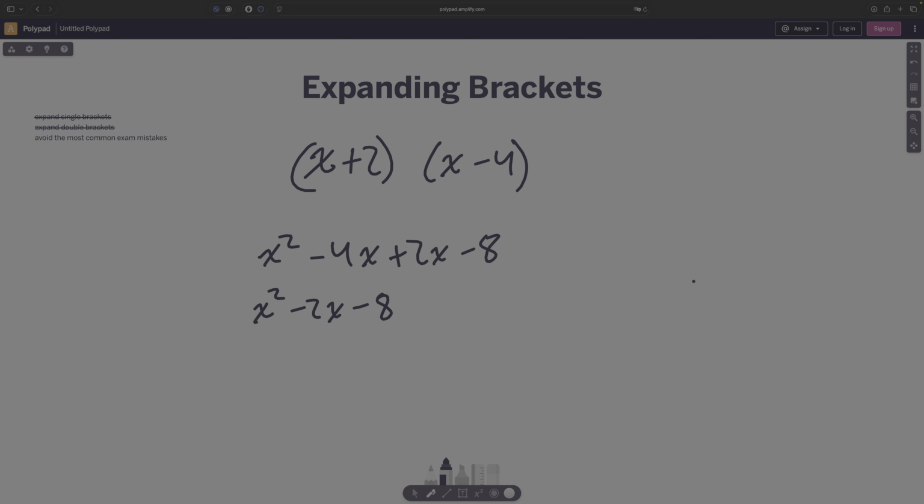So now we'll talk about avoiding the most common exam mistakes. First of which is forgetting to multiply the second term. Most students multiply the first term and forget about the second term, even though you need both to expand your brackets. Another very common exam mistake is sign errors. 2 multiplied by negative 4 is negative 8. x multiplied by negative 4 is negative 4x. Negative 4x plus 2x is negative 2x. Simple sign errors can cause very different answers. It's very simple stuff, but these are the exact mistakes examiners see every year.